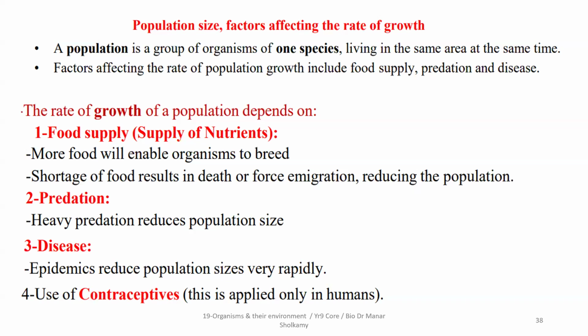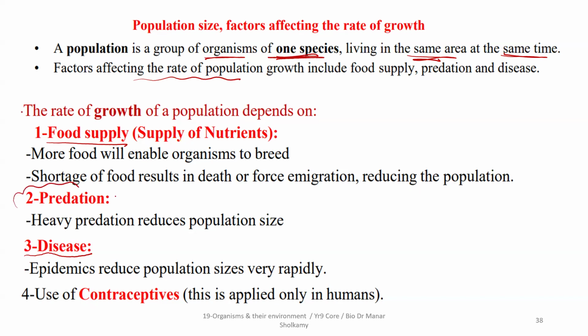Now, this is a very easy question or objective. Let's first discuss the definition of a population. A population is a group of organisms of the same species that live in the same area at the same time. Very easy. Now, what are the things that will increase or decrease the rate of population? You don't even need to attend a biology class to know that if you have more food, the population will increase. If you have less food, the population will decrease. If you have diseases, this is going to cause a decrease in population.